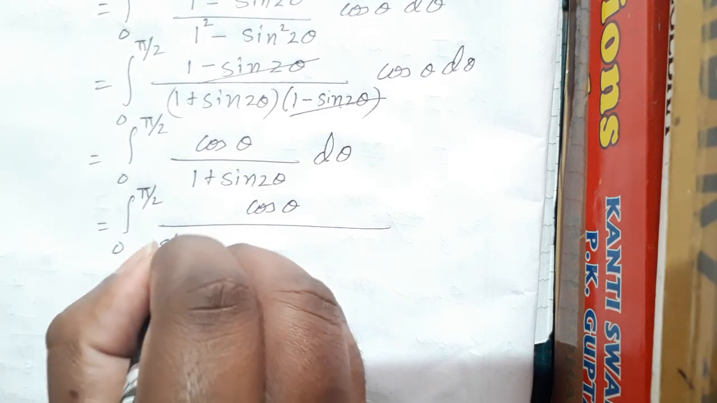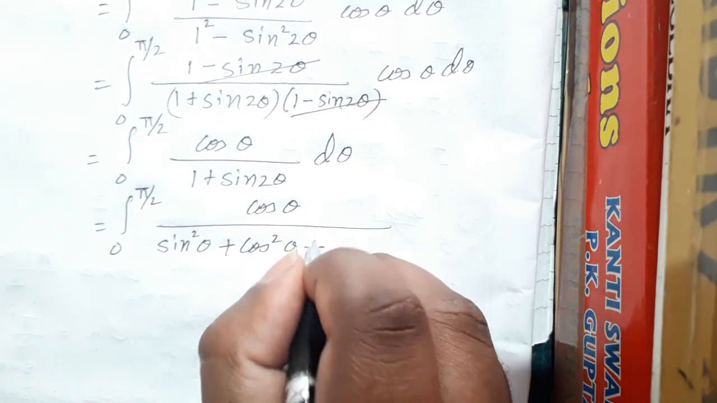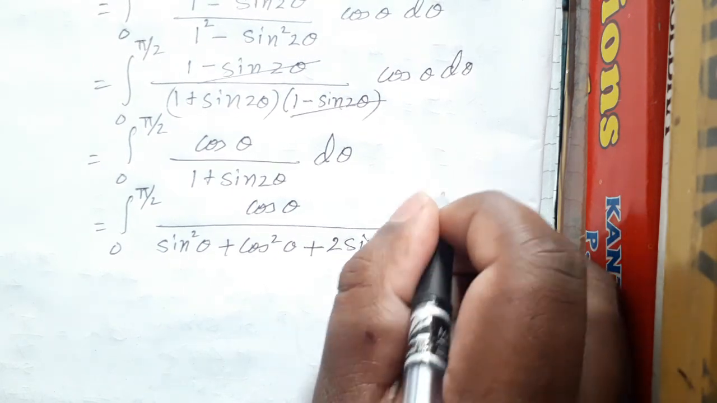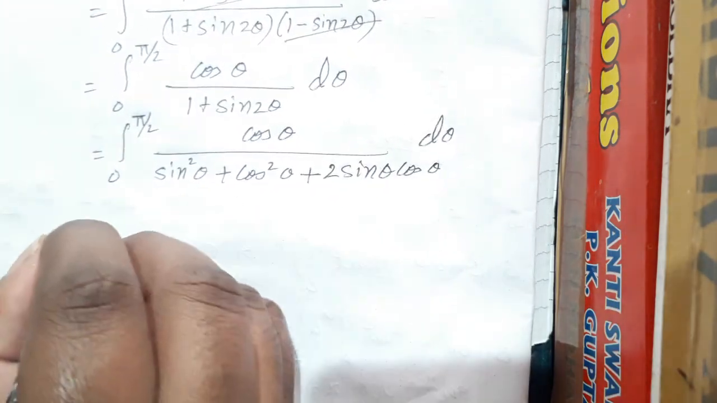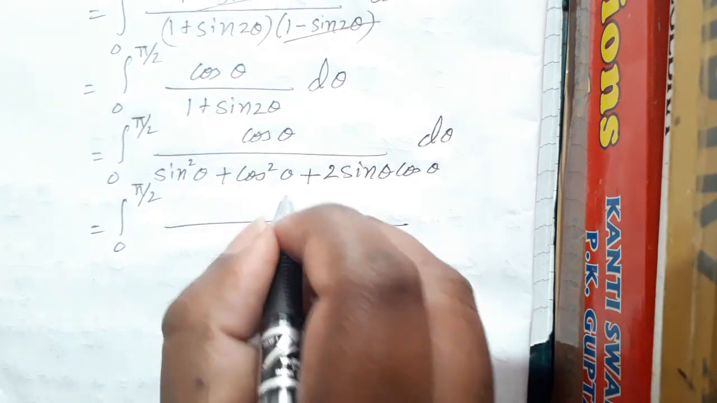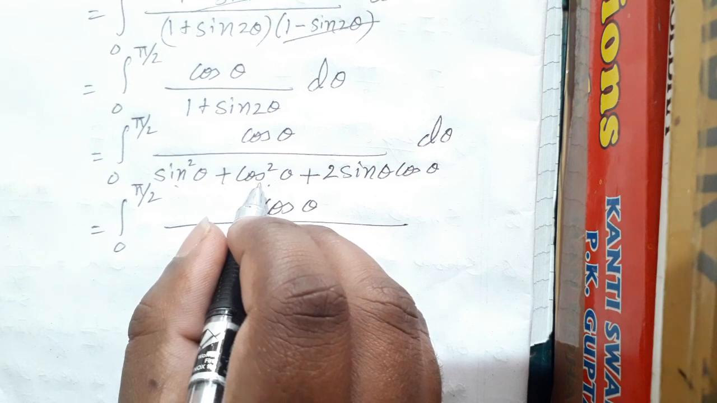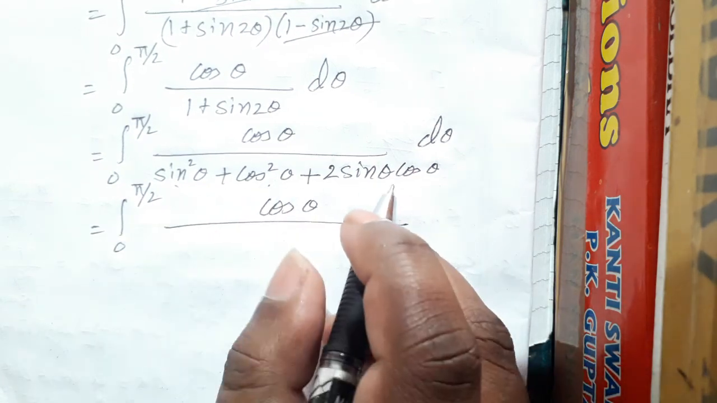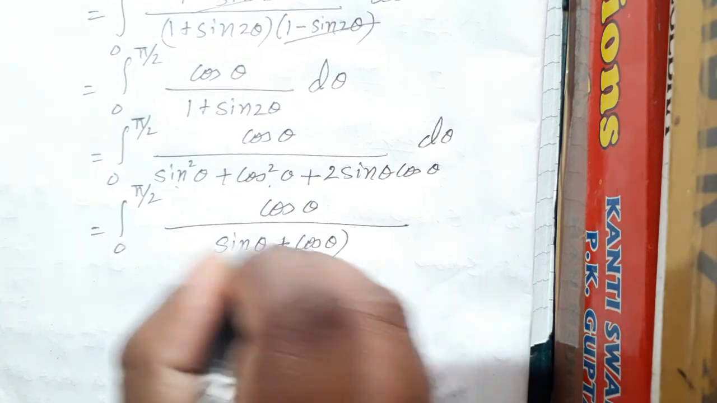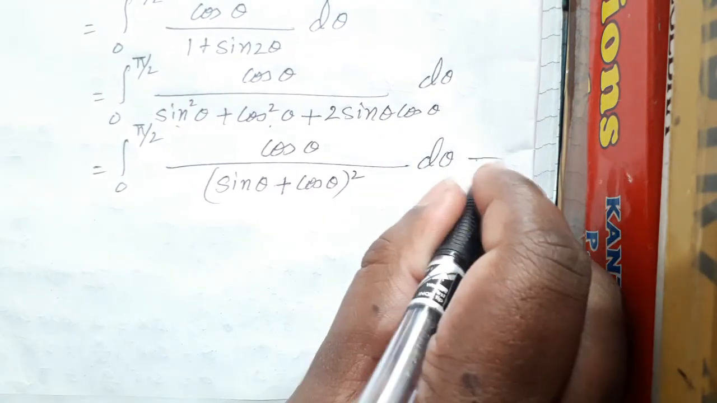1 can be written as sine square theta plus cos square theta, and this you can write as 2 sine theta cos theta d theta. So we can write this, so this is equal to 0 to pi by 2. Here we get cos theta. If you look at this as a and this as b, it's a square plus b square plus 2ab, so it is a plus b whole thing square. So this is nothing but sine theta plus cos theta whole thing square d theta. So we get this. You take this as equation 1.